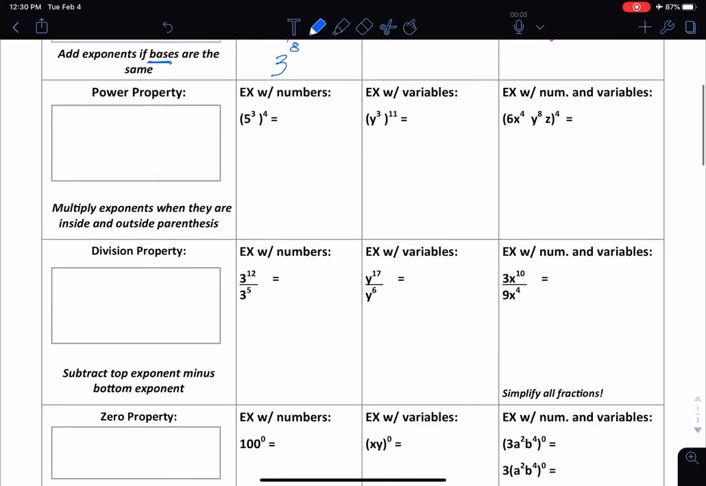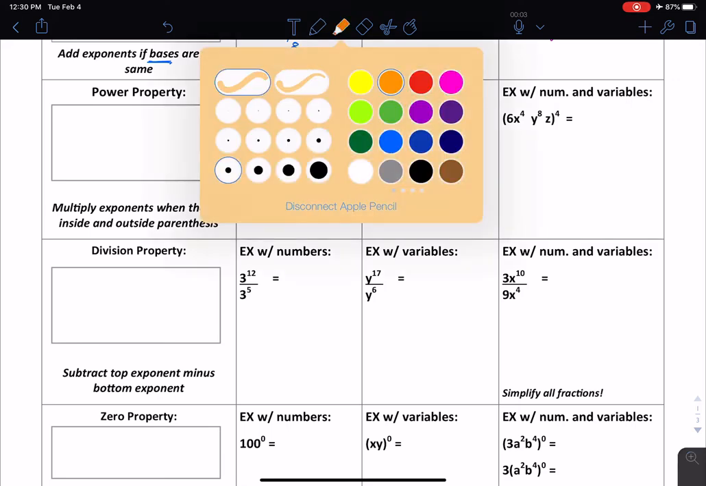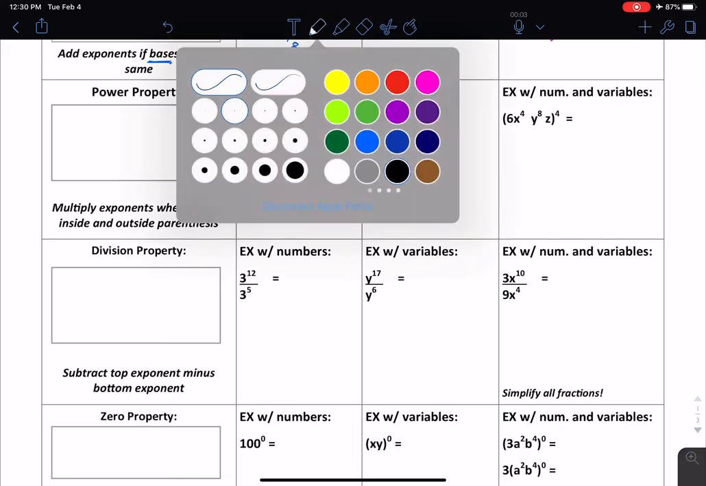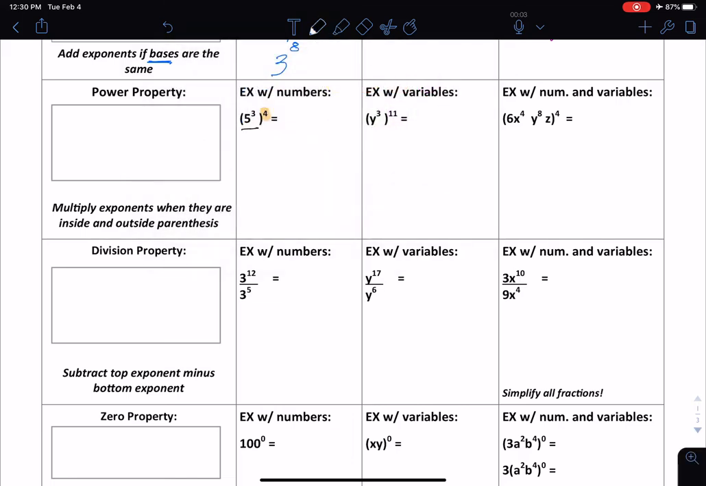Moving along, we have the power property. So a power means when I have an exponent inside the parentheses that has another exponent outside the parentheses, like our first example. Okay, so we're going to start with the outside of the parentheses, which on this example is the 4. The outside exponent tells me how many I have of whatever's inside. So this 4 tells me I have 5 cubed 4 times. So I have 5 cubed times 5 cubed times 5 cubed times 5 cubed.